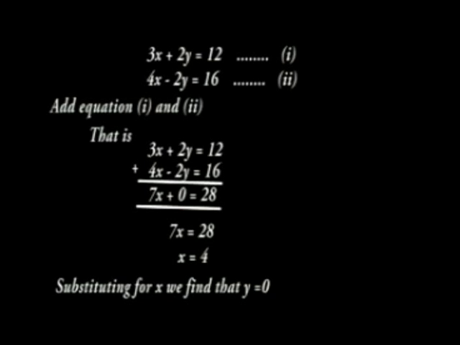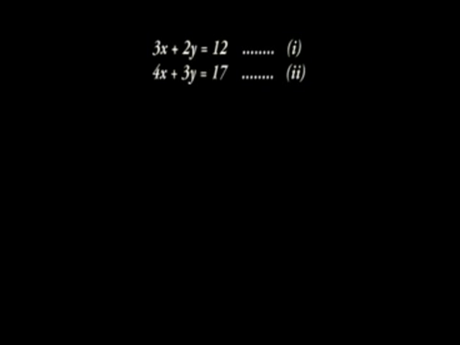Any of the unknowns can be eliminated, x or y. Just be careful to identify which is easier to eliminate and whether to add or subtract the two equations. Now, in the above case, it was easy to eliminate y because its coefficient was the same in both equations. Suppose they are different. Consider 3x plus 2y equals 12 and 4x plus 3y equals 17.